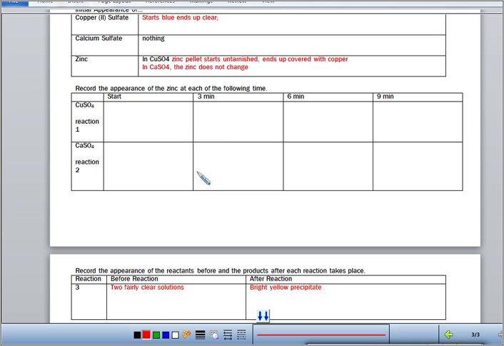It's not real fast, but what happens is the zinc, because it's more reactive than the copper, starts to force its electrons onto the copper ions. The copper 2 ions are in solution, and so they pick up the electrons from the zinc atoms that are in the pellet. As soon as the copper picks up the 2 electrons, it loses its 2+ charge, and it can't stay in solution anymore.